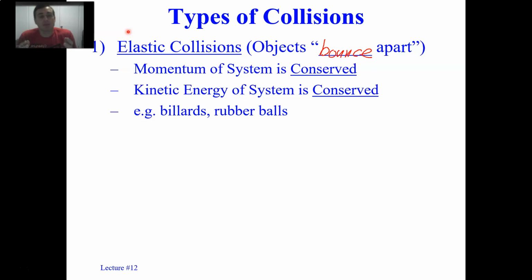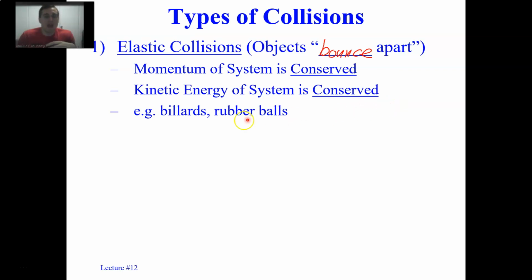So when objects bounce apart, there's some springiness, and the idea is that after they collide, they separate apart. Now, with respect to elastic collisions, the momentum of the system is conserved and the kinetic energy of the system is conserved. By the way, no real-world collision is perfectly elastic, but for the sake of this class and for many physics calculations you'll arrive at in your life, you're going to assume perfectly elastic.